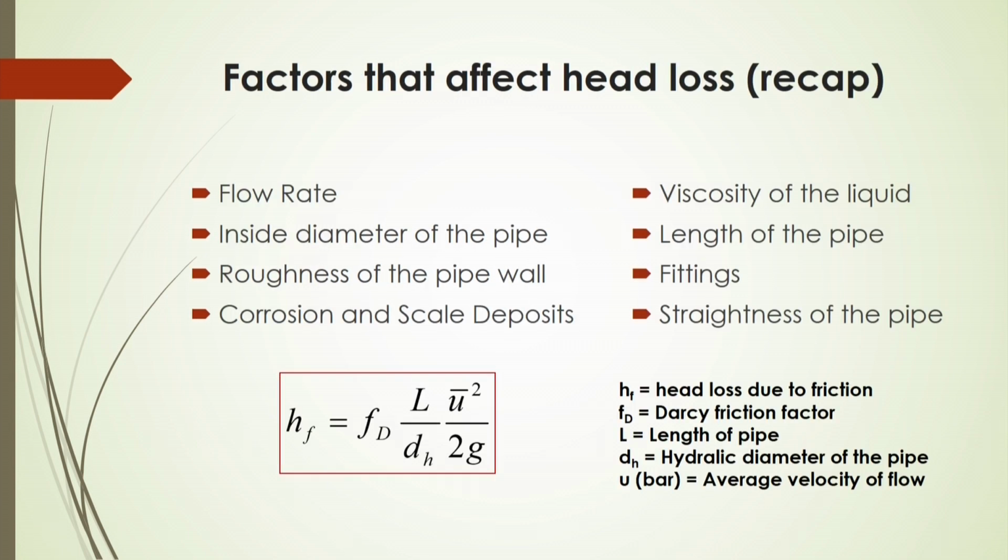Already we have discussed in the previous class the different factors that affect the head loss, like flow rate, inner diameter of the pipes, and roughness of the pipe wall, whether there is corrosion and scale deposit or not, viscosity of the liquid, which is the major part, and the length of the pipe, and what are the minor loss or major loss in the fittings, and if there is any change of direction of the flow, is there any loss or not. That we have discussed in the previous class.